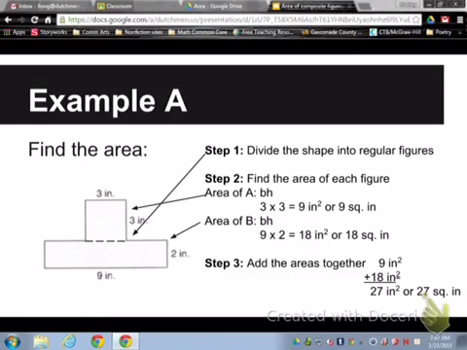The area of B, once again, the formula is base times height. The base is 9, the height is 2, so we would do 9 times 2, which gives us 18 inches squared or 18 square inches. Then step 3, to get the area of the total figure, we would add them together. So 9 plus 18 gives us 27 inches squared or 27 square inches for the area of this figure.